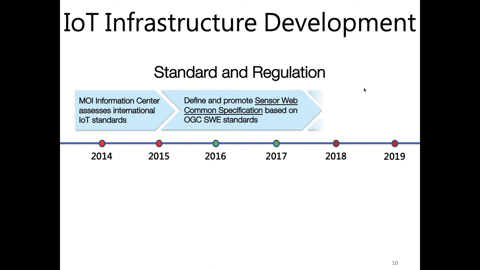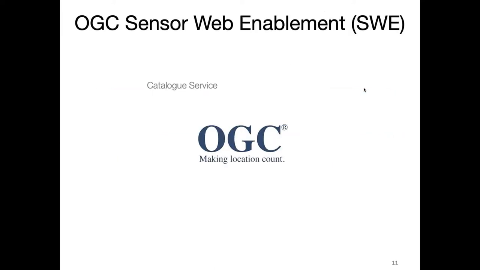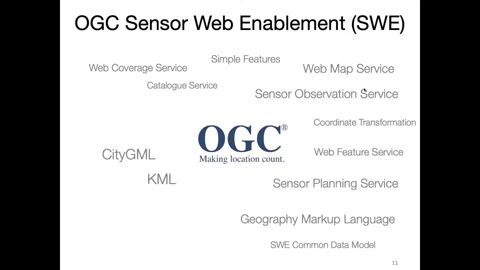And then in 2018, after the first version of the SensorThings API had been published, we tried to refine the sensor web commons specification to include the OGC SensorThings API. And not only include that, it also includes the tasking capability as well. Okay, so that's the first part, and this is the OGC suite.